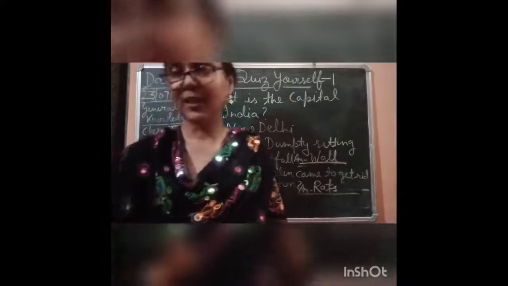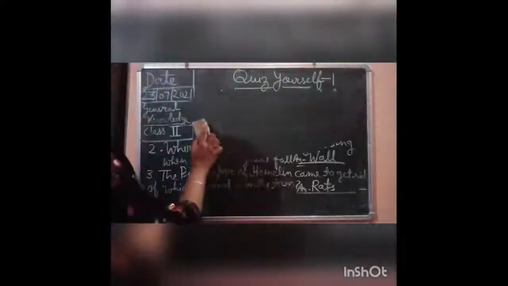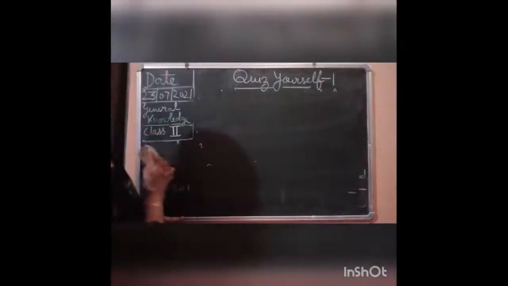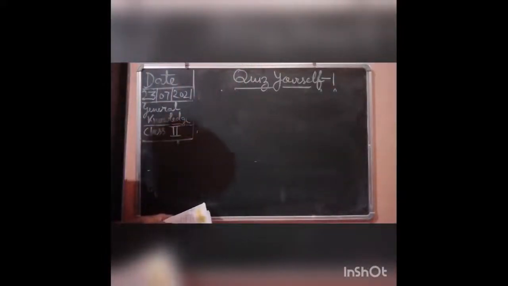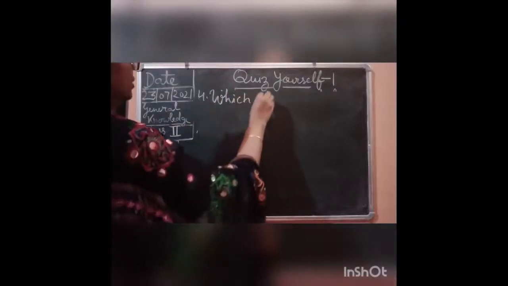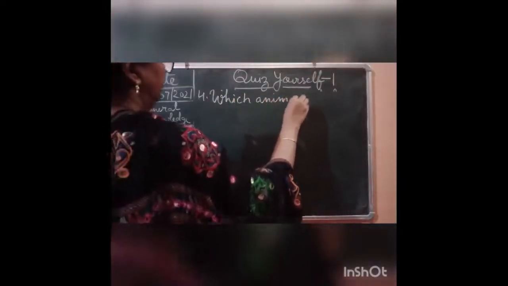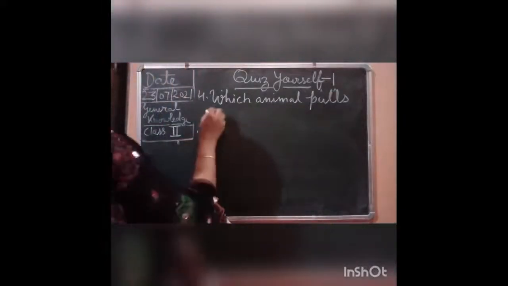So children, write down the question first, then we will write the answer. For this I have to remove all the questions. So children, let's start writing question number 4. Question number 4 is, which animal pulls Santa's sleigh?